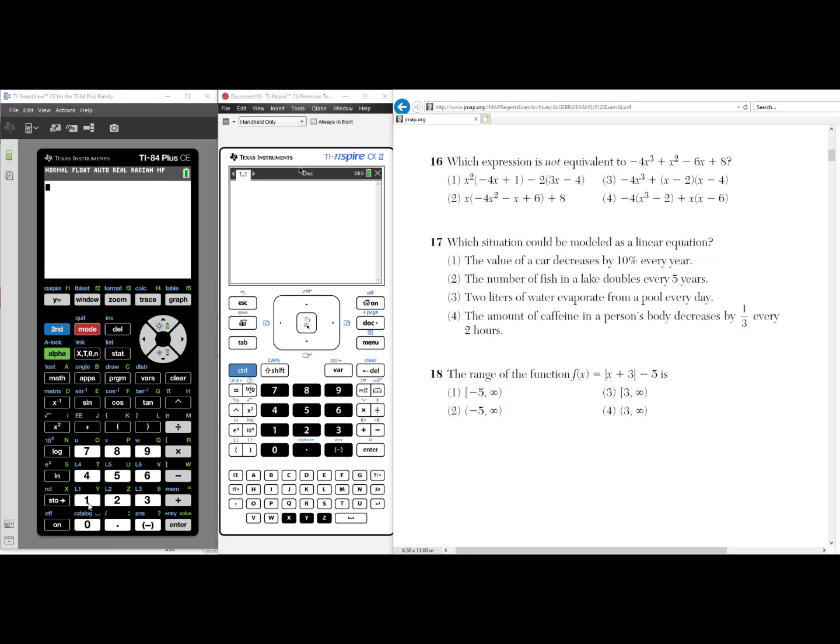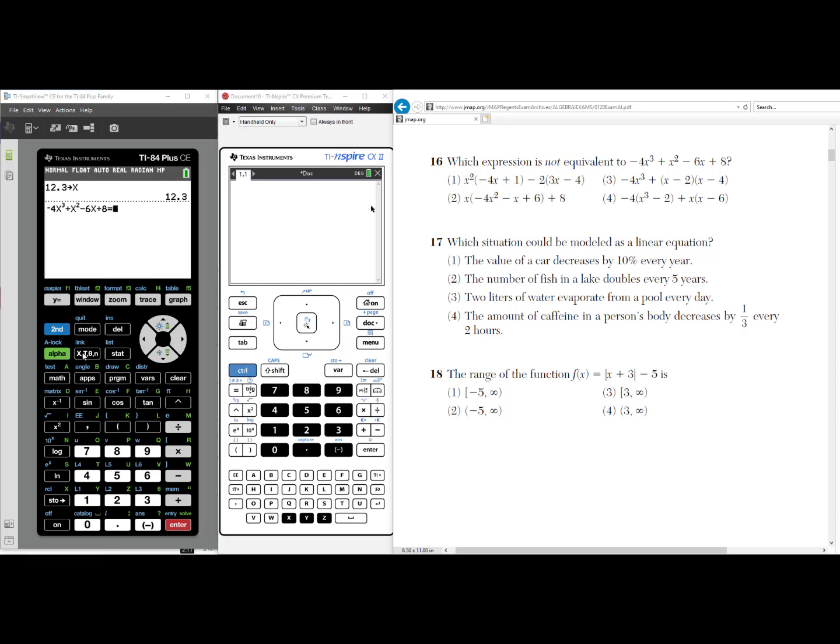plus 8? And we have 4 choices. I recommend 12.3, store into the variable x. Type in the original expression, -4 x raised to the 3rd power plus x squared minus 6x plus 8. Second math, the test feature, choose the equal sign, and now you set it equal to the 4 answers, and we are looking for the one that is not equivalent.